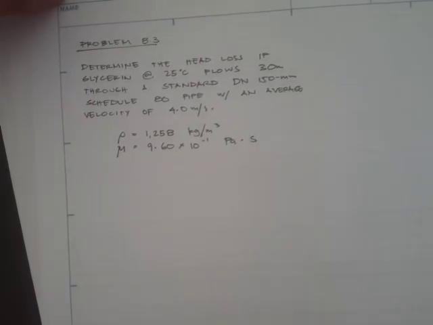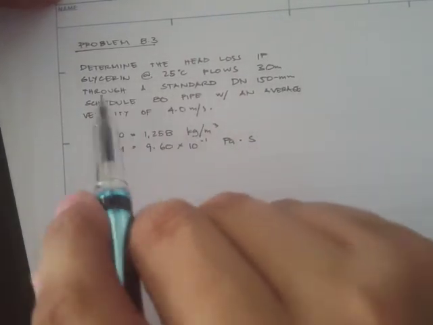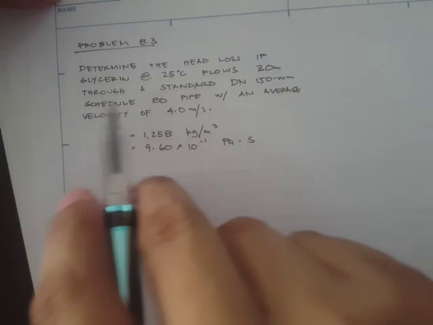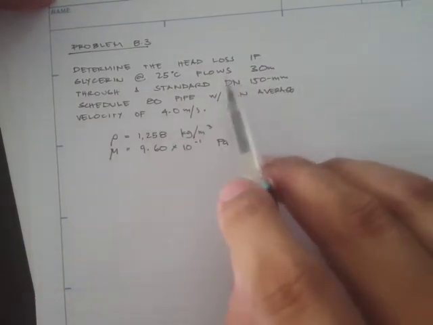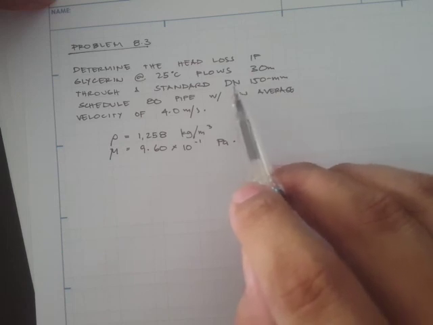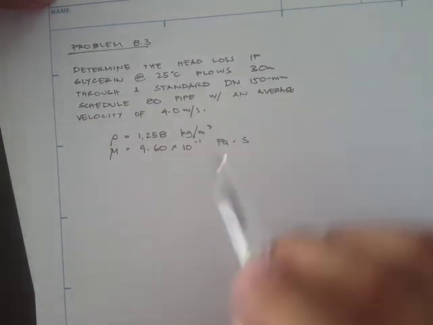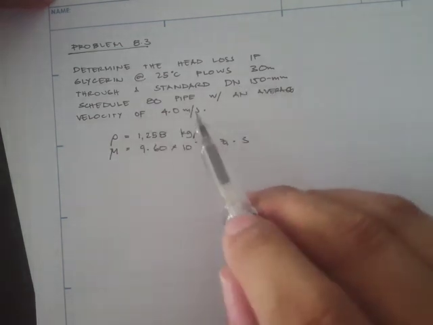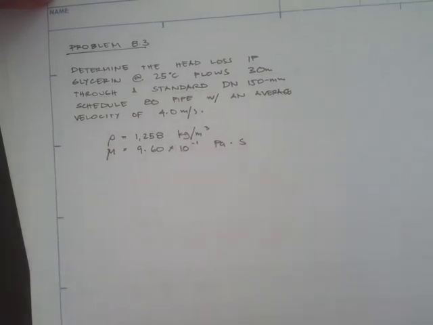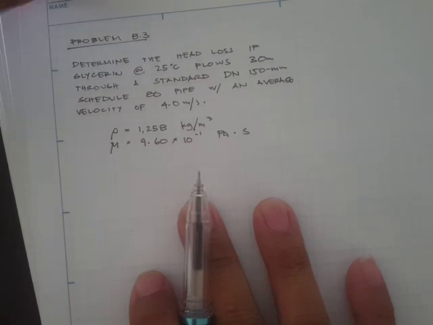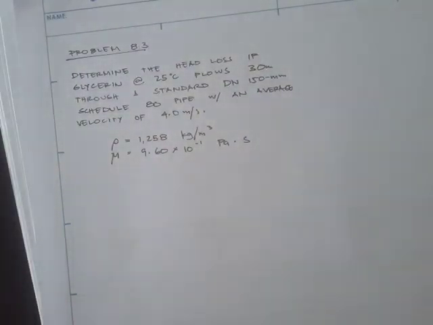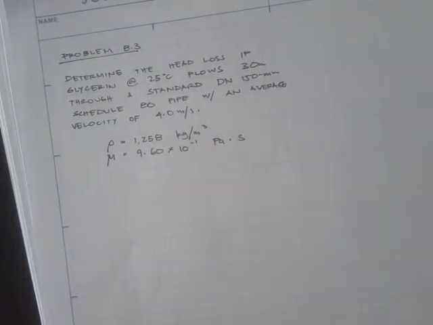Now in our next problem, it says here determine the head loss if glycerine at 25 degrees flows 30 meters through a standard DN 150 mm pipe. That's one of the standard specifications for pipe, the DN 150 mm schedule 80 pipe, with an average velocity of 4.0 meters per second. So I guess this is about head loss, and we'll do this problem in the next video.